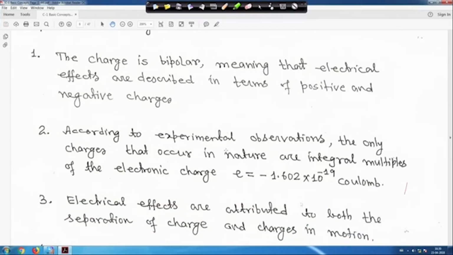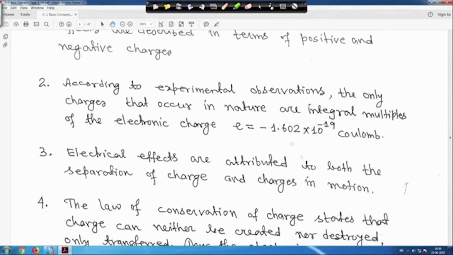of the electronic charge, that is e is equal to minus 1.602 into 10 to the power minus 19 coulomb. This you know from your class 12 physics also. So, the only charges that occur in nature are integral multipliers of the electronic charge, that is this value. And the third point is that electrical effects are attributed to both the separation of charge and charges in motion.